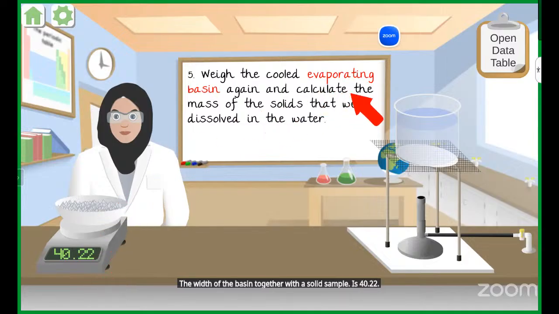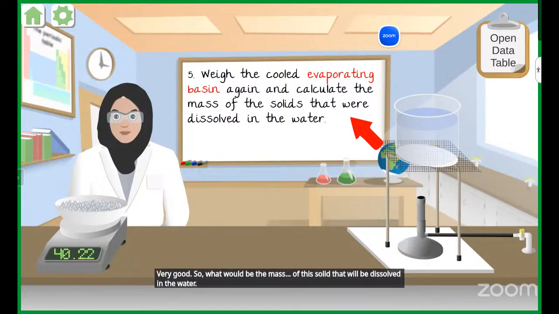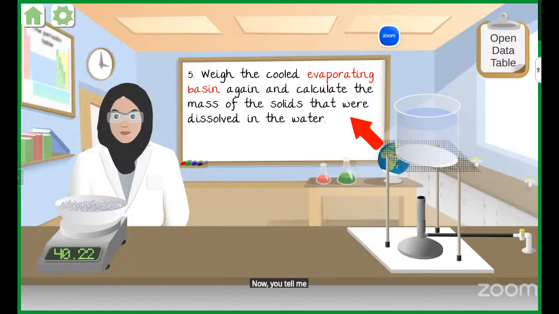Now we are asked to calculate the mass of the dissolved solid, okay? Rather, sorry, I think I get it now, sir. Very good. So what will be the mass of the solid that were dissolved in the water? Can you tell me? I'm working it out now, sir. Is it 0.97? 0.97.